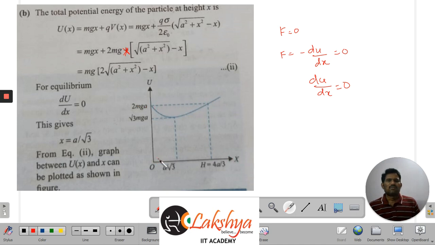And when it is at the equilibrium position, if you want to calculate the minimum potential energy, you can substitute this a value in the above equation, then you will get the minimum potential energy here, that is root 3 mga. So that is the variation of this potential energy with the distance here. From this equation we can draw this graph, we can identify this variation. So it is a potential energy variation, right?